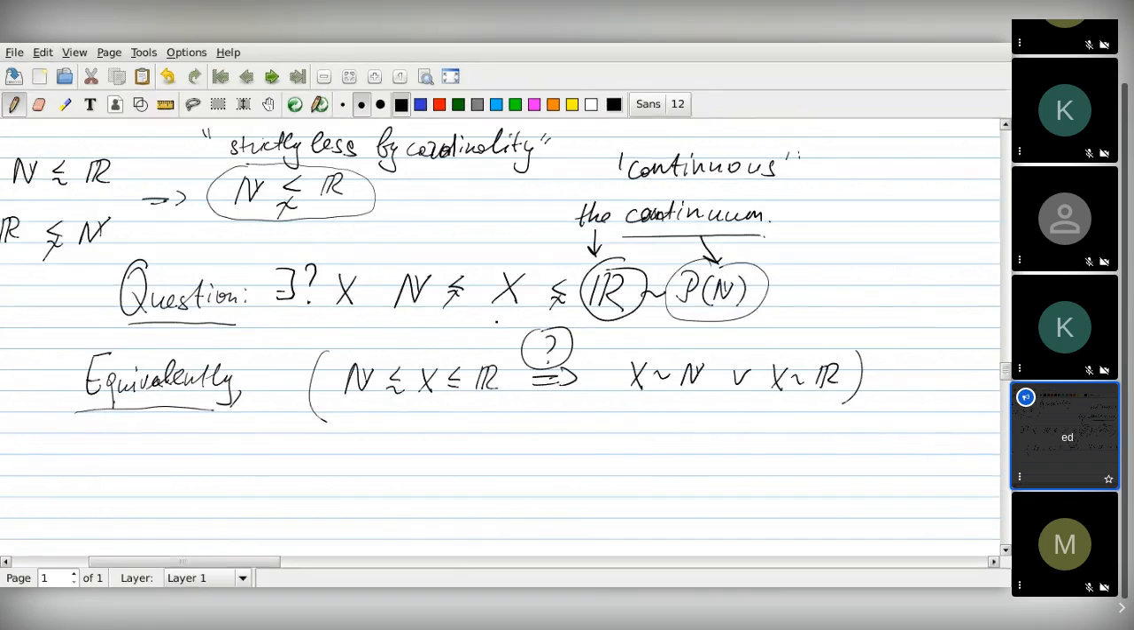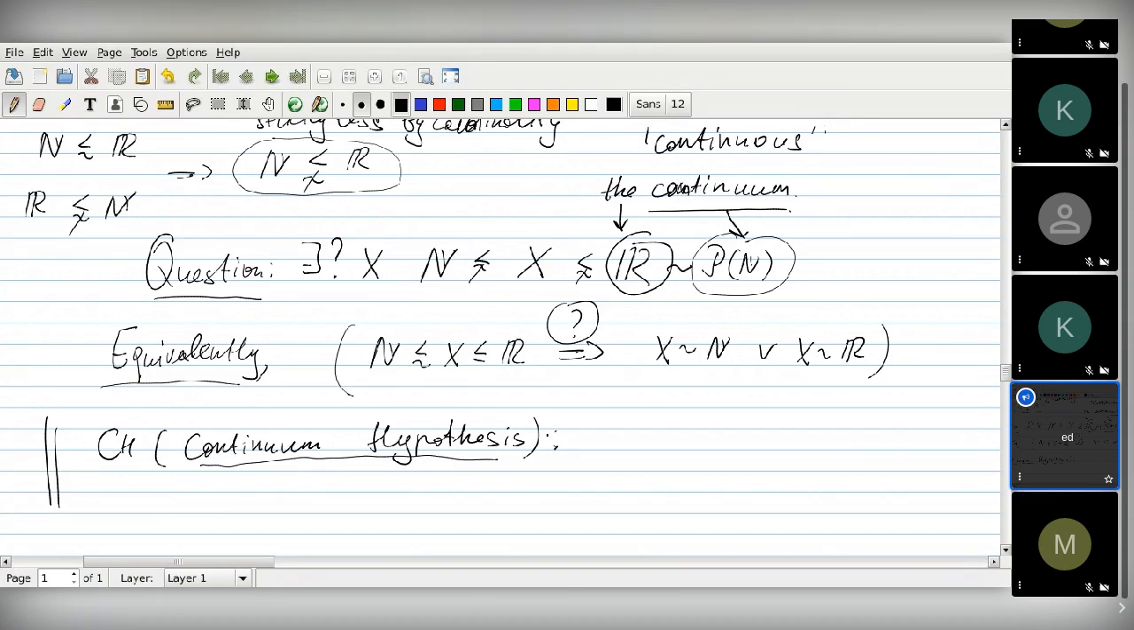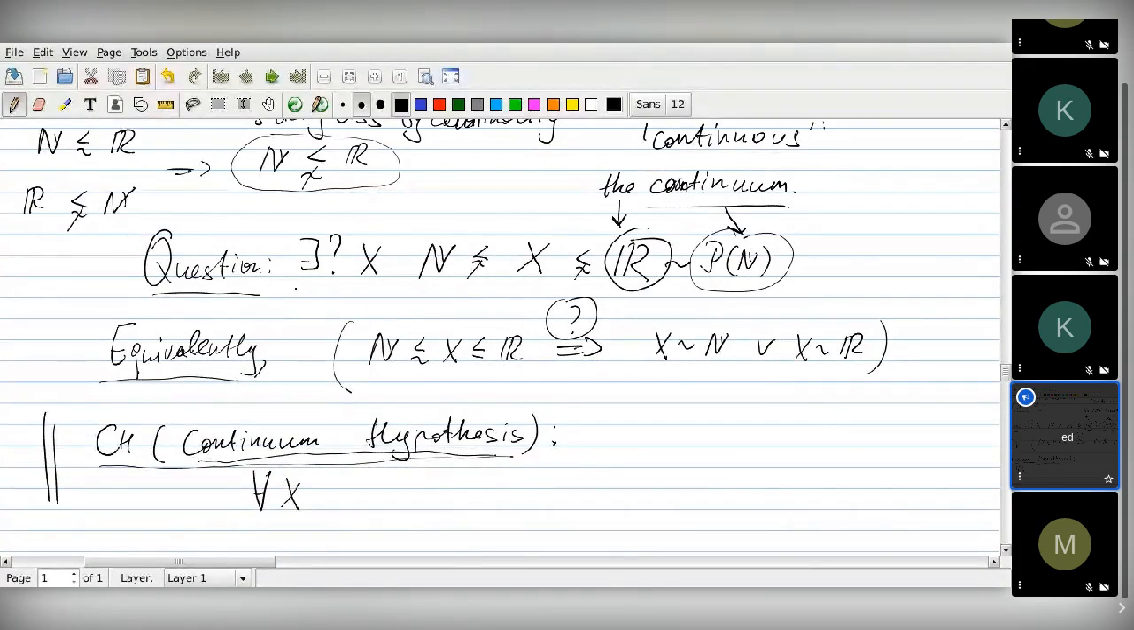In fact, no answer to this question follows from the axioms. So we have the following: the continuum hypothesis, CH. The continuum hypothesis is a statement which is independent from our axioms. The continuum hypothesis says that there is no such intermediate X. For every X, if X is greater or equivalent to N, but is less or equivalent to reals, then it is either countable or it is continuum.